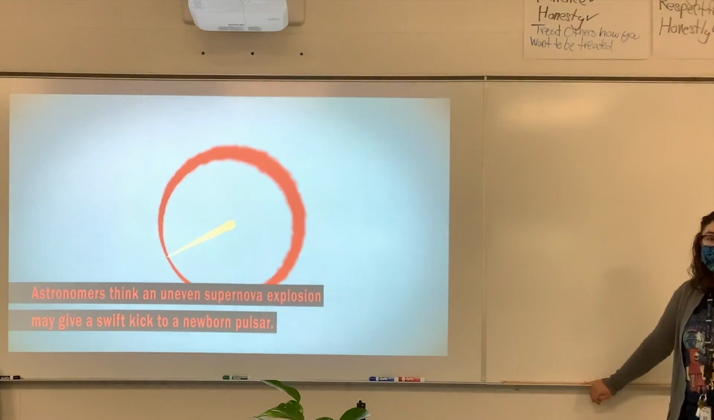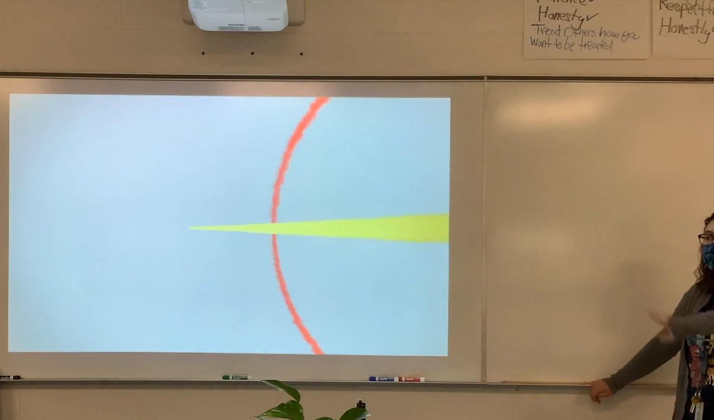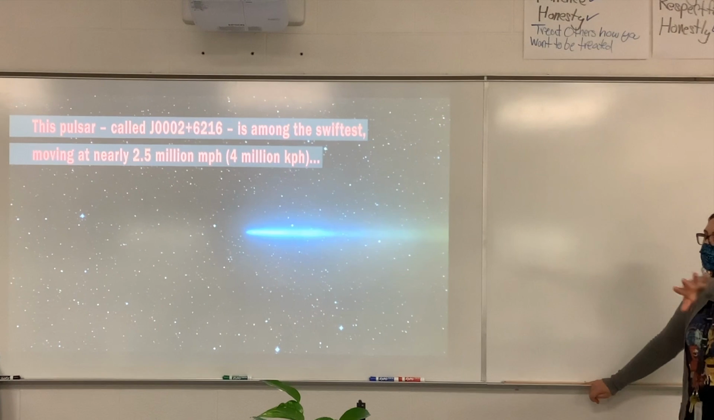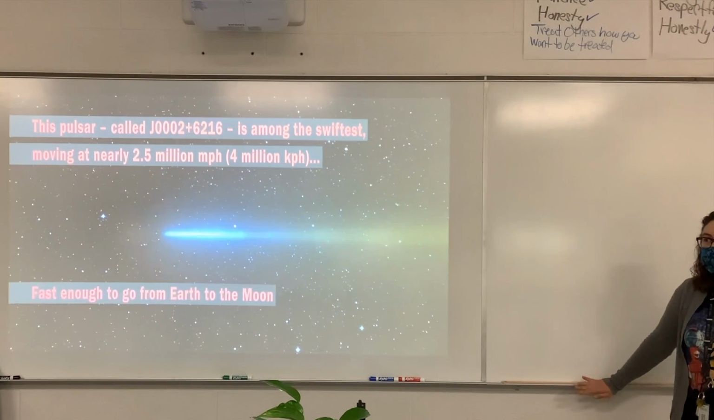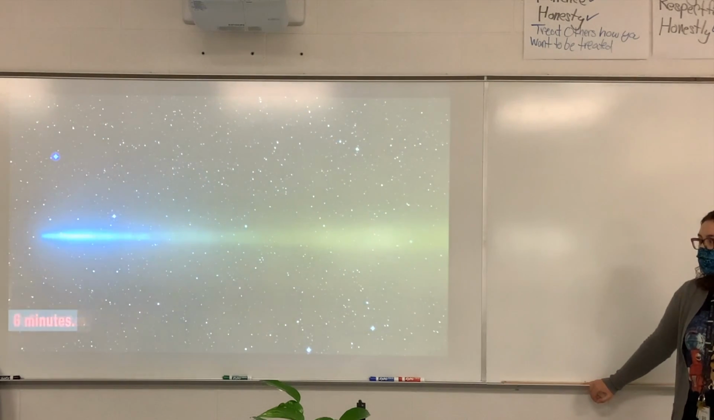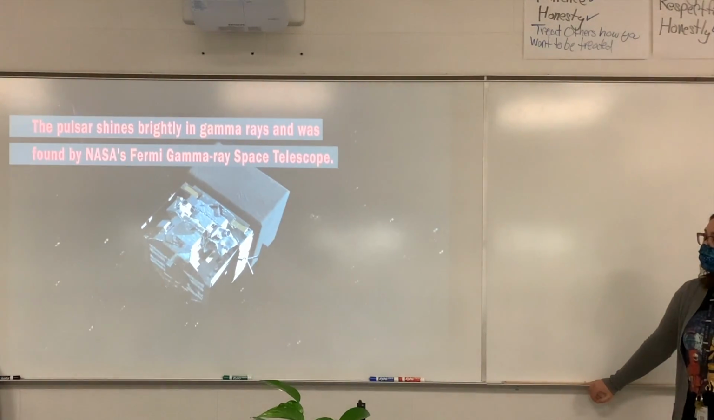So sometimes what we think happens is that the supernova explosion gives the pulsar a little push, and so the star itself ends up moving through the galaxy. Just kind of funky to think about because we don't usually think about stars as moving that much or that rapidly. But sometimes pulsars do.